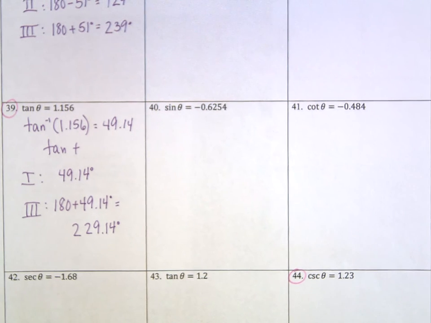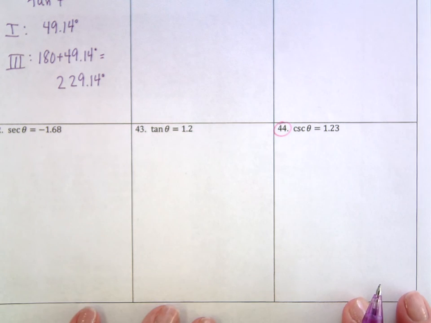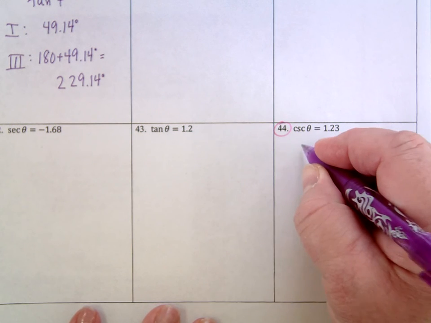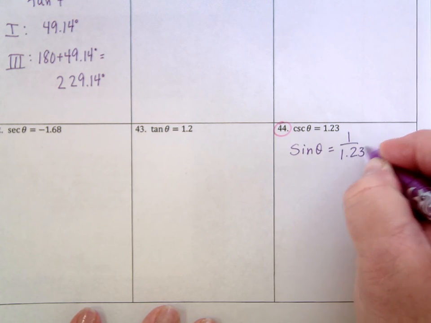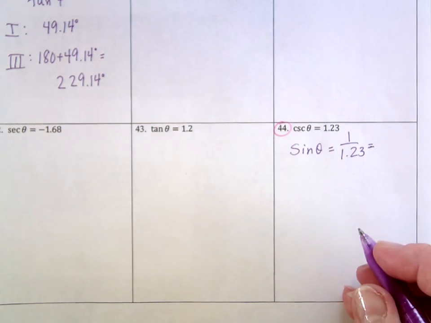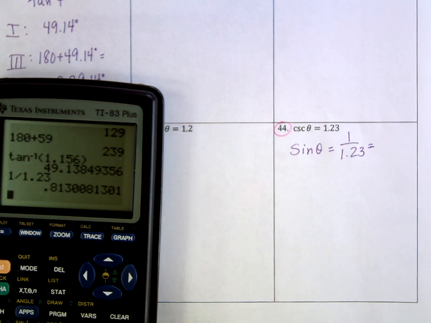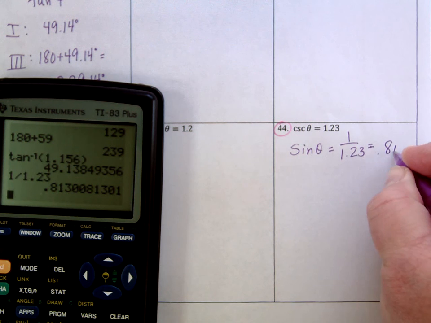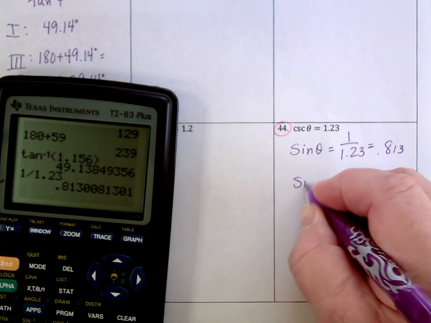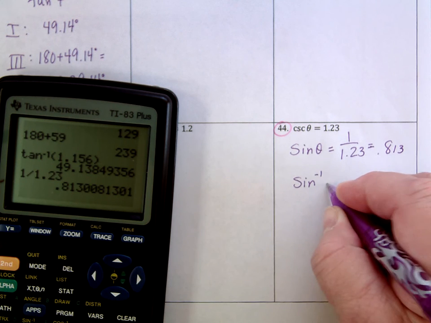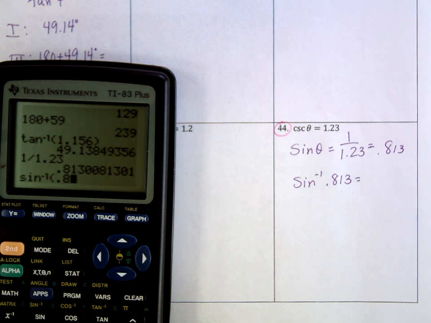Last one, last call. Number 44. This one is a cosecant. We don't have a cosecant button, so we're going to make this a reciprocal. The sine of theta would be 1 over 1.23. I want to figure out what that decimal would be, so I take my calculator and I divide 1 divided by 1.23, and the machine tells me I got 0.813. So I'm going to figure out what the angle is that gives me that, sine to the -1 of 0.813. Here it is, second sine, 0.813.